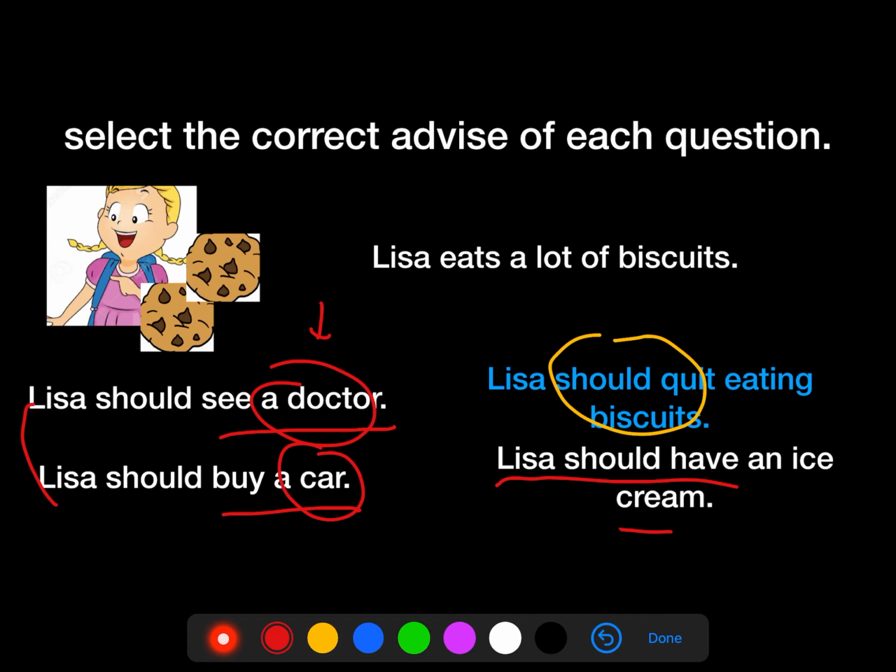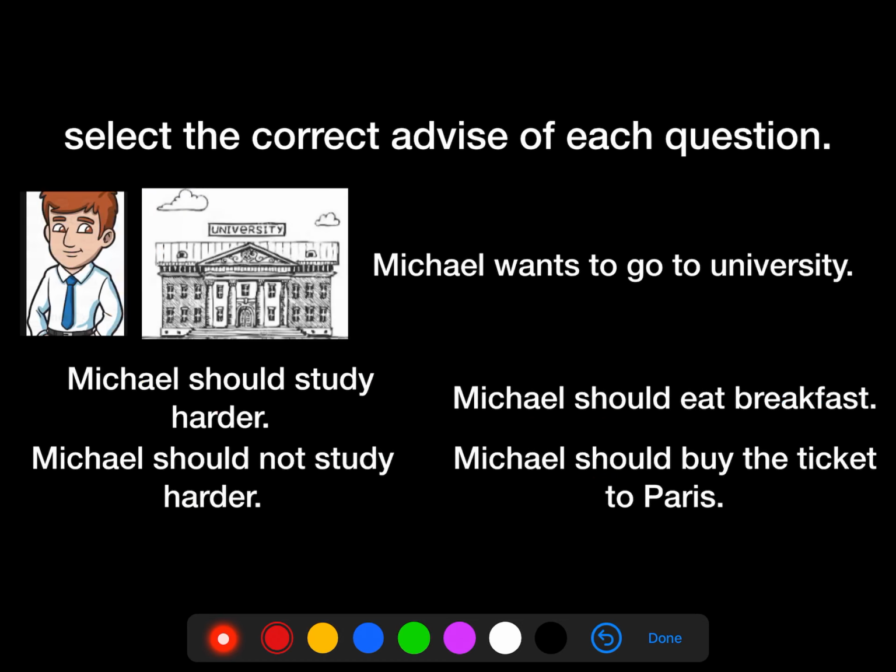This is the incorrect advice. So the answer is Lisa should quit eating biscuits. Okay. Let's go to the next one. Number 2. Let's read the question.